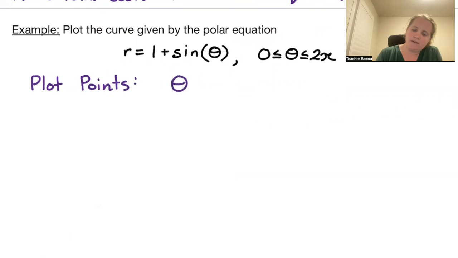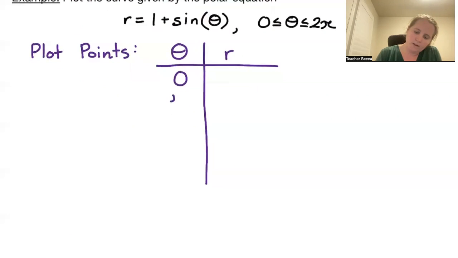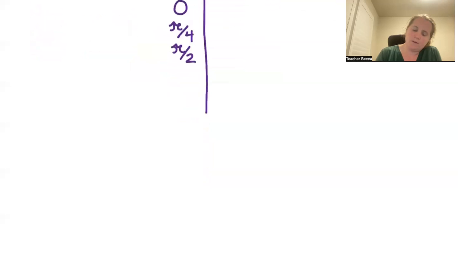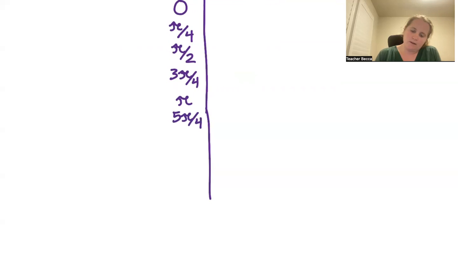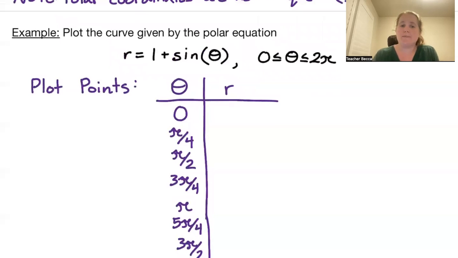So we will have theta and r. And let's start with 0, π/4, π/2, 3π/4, π, and then 5π/4, 3π/2, 7π/4, and 2π. Now we don't have to hit everything on all of our usual things on the unit circle, but it's useful to hit quite a few points.